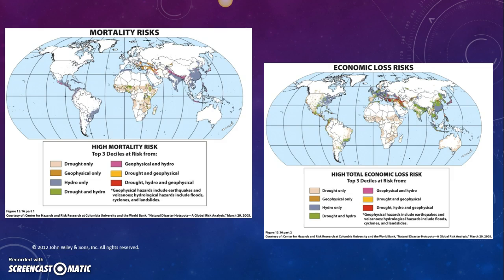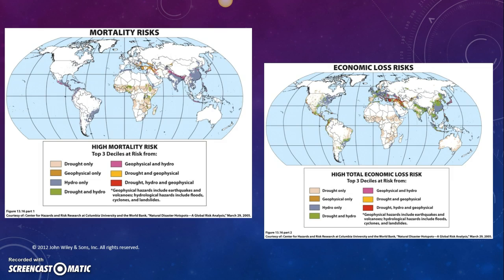Geophysical issues and hydrological issues, some areas of northern India right along the China border. Drought, hydrological, and geophysical issues, and I'm totally not seeing where those are at, but I'm assuming they are in Southeast Asia somewhere, quite possibly. Okay, and geophysical hazards are things like earthquakes and volcanoes, and hydrological hazards, again, are floods, cyclones, landslides, anything related to water. So that's mortality risks, right? You're most likely to die from one of these issues if you live in the areas indicated on the map.